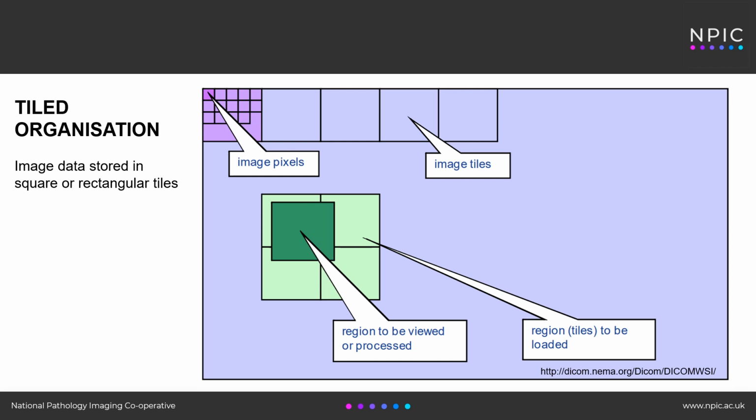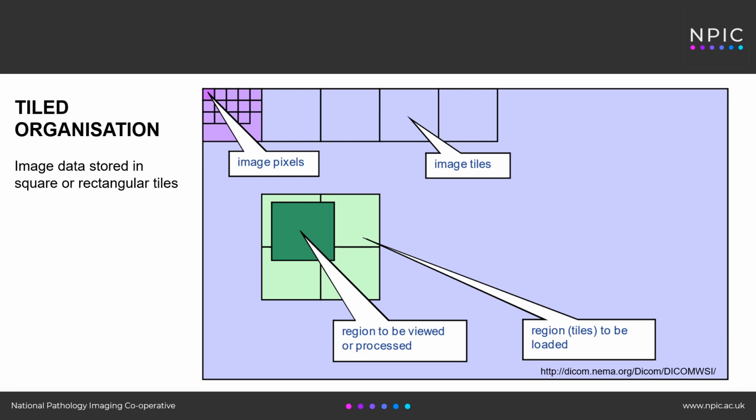In order to solve this problem in DICOM for whole slide imaging, the 2D image data is stored in tiles, which may be squares or rectangles, represented as squares in this diagram, rather than rows of pixels. So again, in this diagram, the dark purple pixels in the top left are arranged in a square rather than rows going all the way across as in the previous slide.